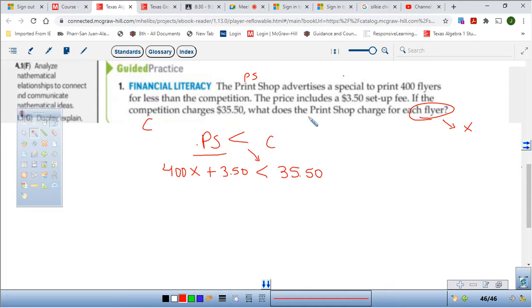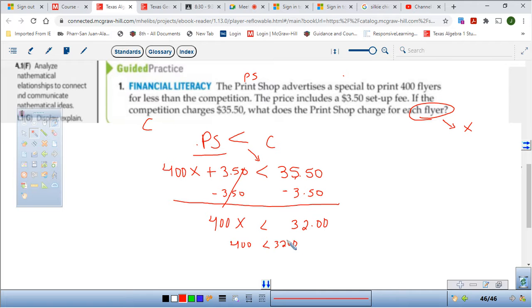Okay, what does the print shop charge for each flyer? In this situation, we just solve it for a regular variable x. So we're going to subtract 350 and cancel that here. I'm going to go 400x is less than, well, let me get the zeros here. 5 take away 3 is 2. And there it is. Now we have 400x, I'm sorry, which is less than 32.